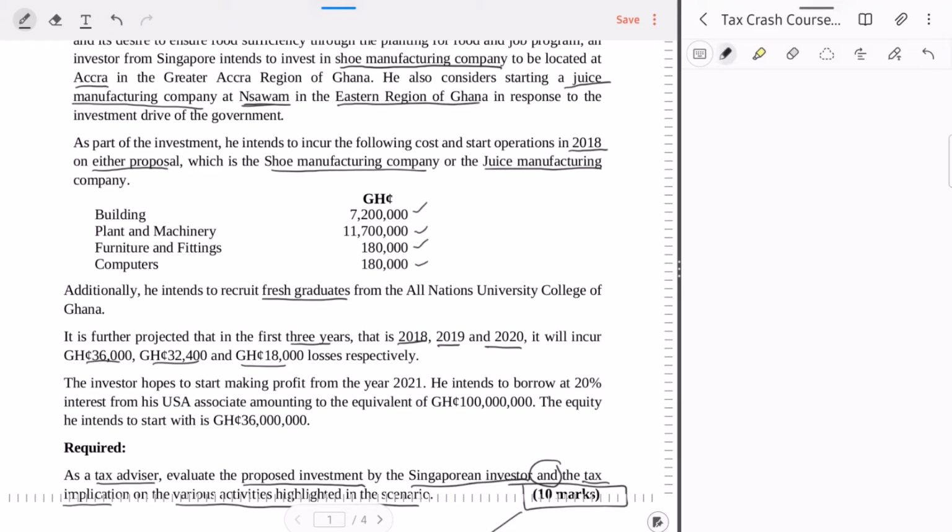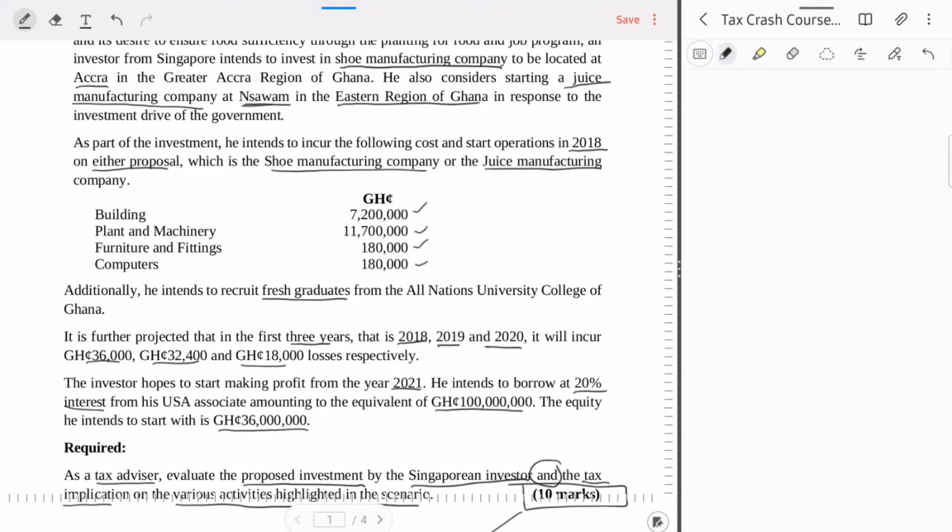Then the investor hopes to start making profit from the year 2021. He intends to borrow at 20% interest from his USA associate, amounting to the equivalent of 100 million Ghana cedis. The equity he intends to start with is 36 million cedis. So, with all this information, how do we proceed?